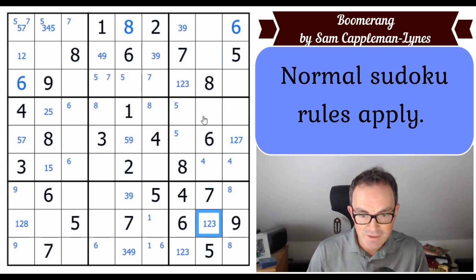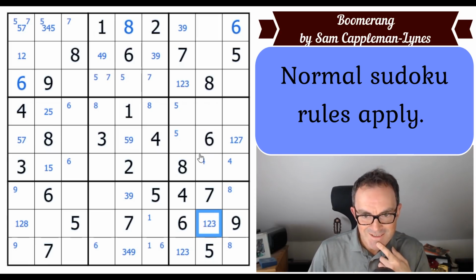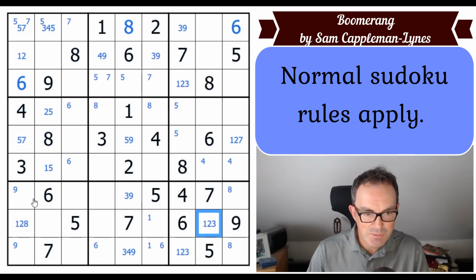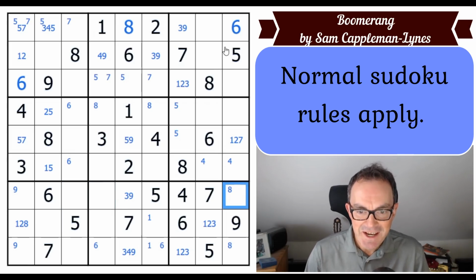One, 2, 3 again. I don't feel like I'm having much joy with this. I'm just going to check row 7 as well. 1, 2, 3, 8 and 9. No. Not really. Okay. So what do we do next?